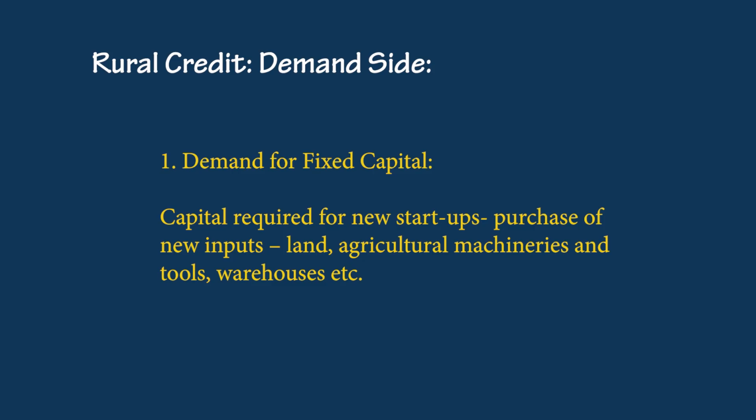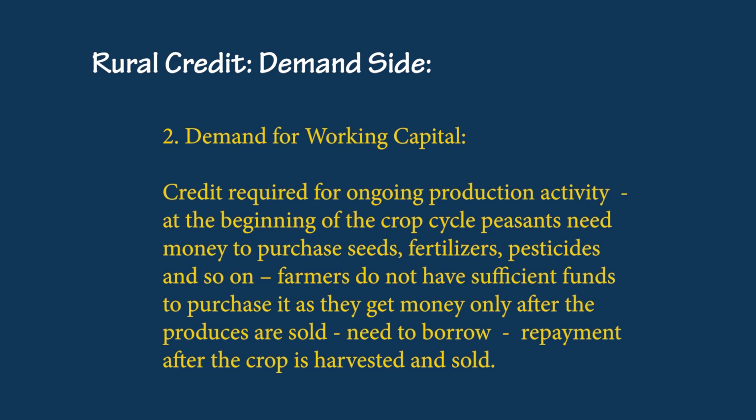Now, capital is also demanded as working capital. This means the credit required for ongoing production activity. We all know that at the beginning of the crop cycle, peasants need money to purchase seeds, fertilizers, pesticides and so on. However, farmers do not have sufficient funds to purchase it, as they get money only after the products are sold. So they need to borrow and they repay it after the crop is harvested and sold.